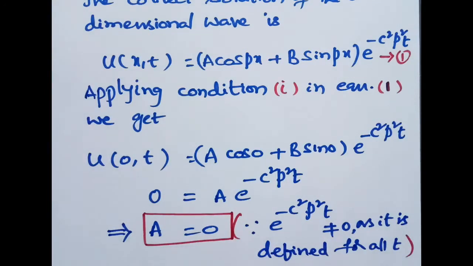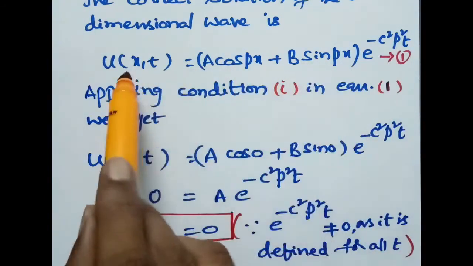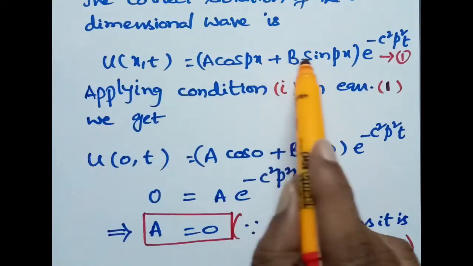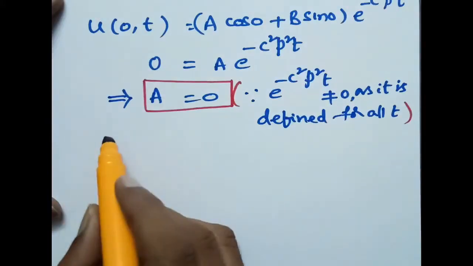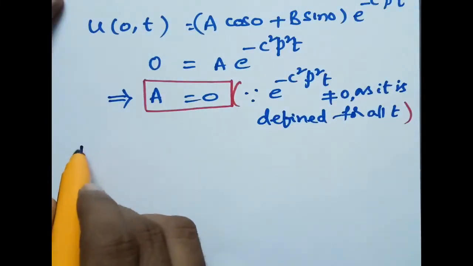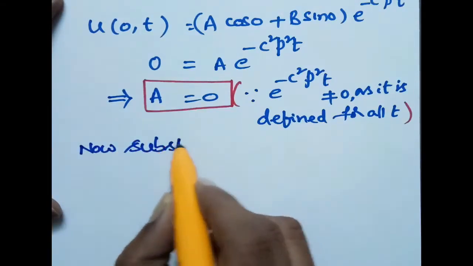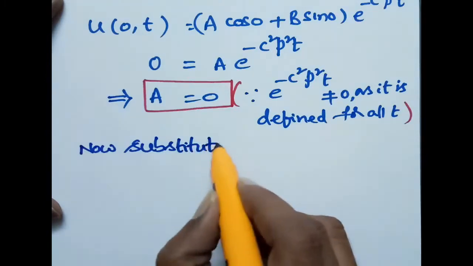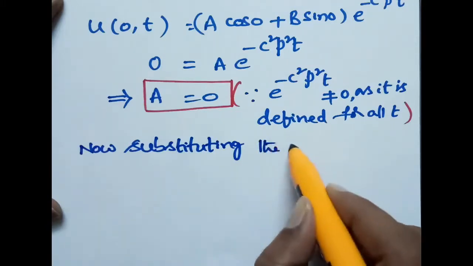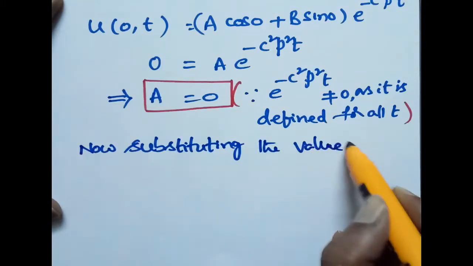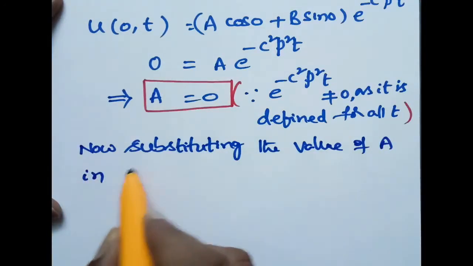Now substituting a equal to 0 in equation number 1, the solution becomes u of x comma t equal to b into sin px.